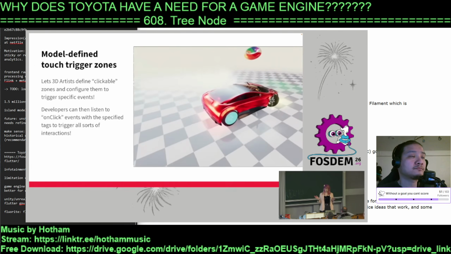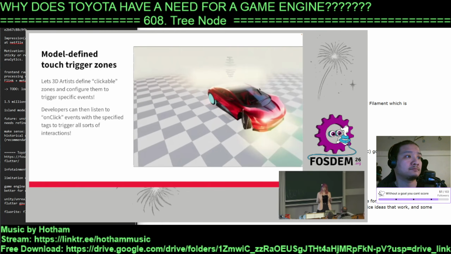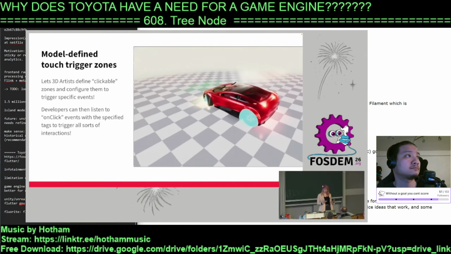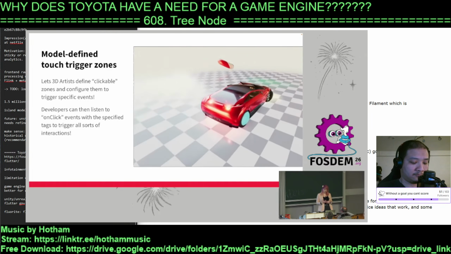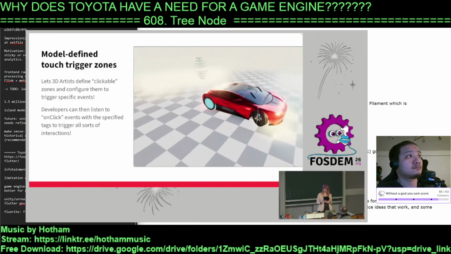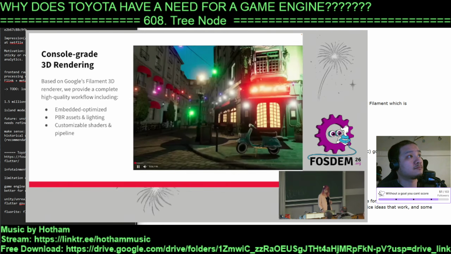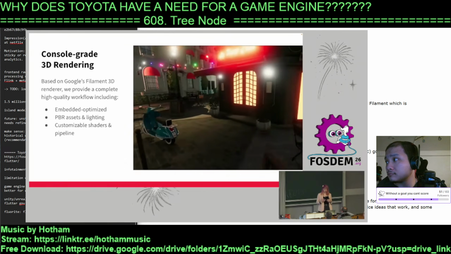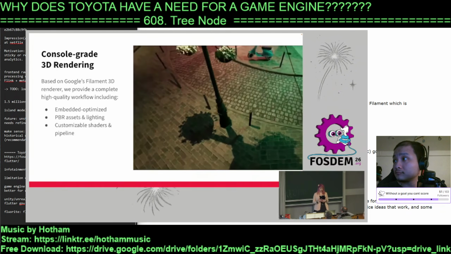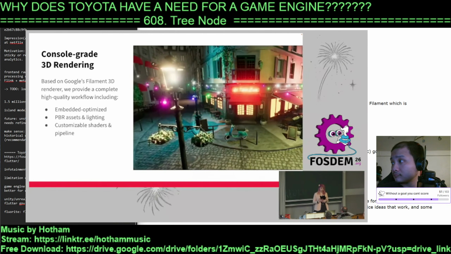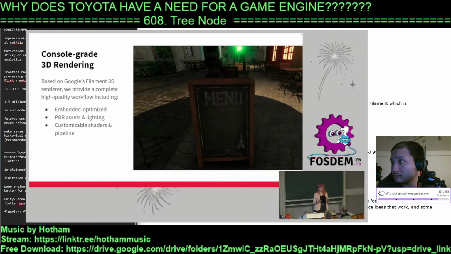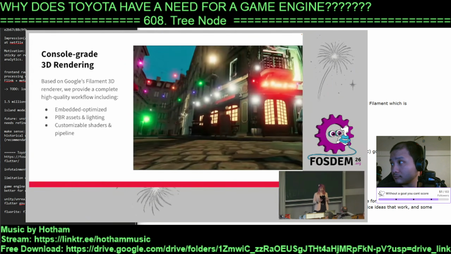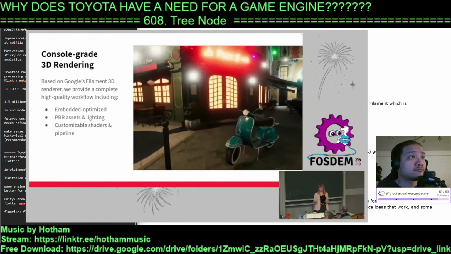What you're seeing right here is an application that we have developed in Fluorite. It showcases a simple 3D scene with a lot of high-quality assets, as well as the aforementioned model-defined touch trigger zones. And of course, we want to present console-grade 3D rendering. Google's Filament enables us to provide high-quality workflows, which are optimized for embedded platforms, but also allow you to use a variety of high-quality, physically based assets and lighting systems.